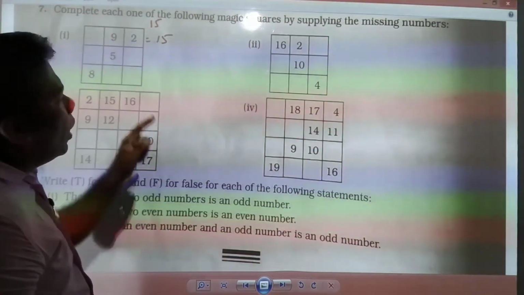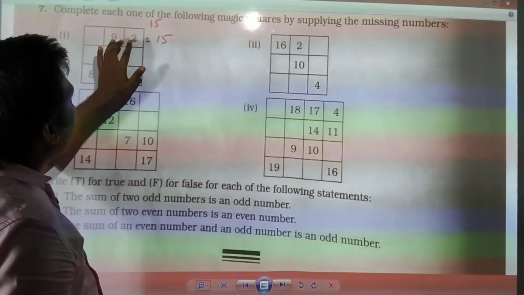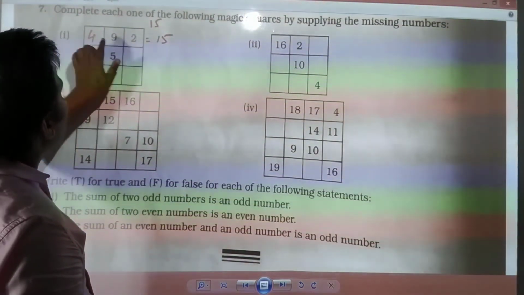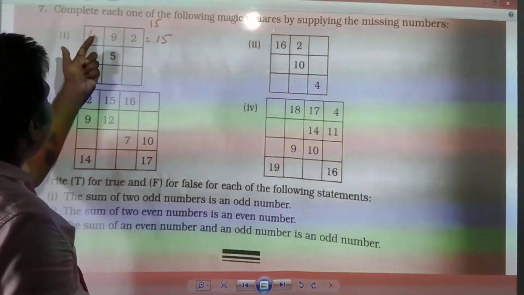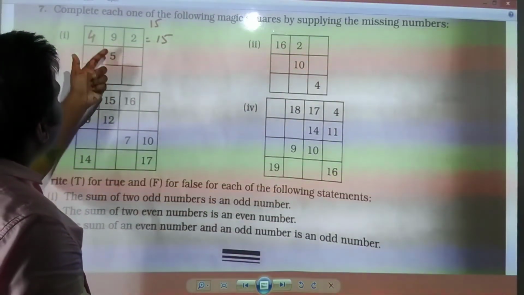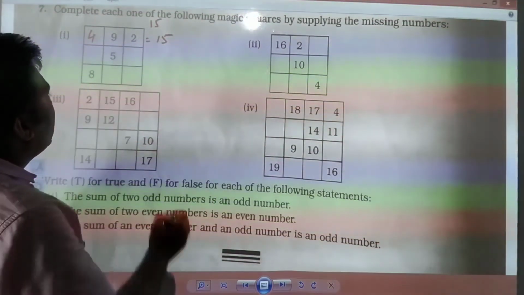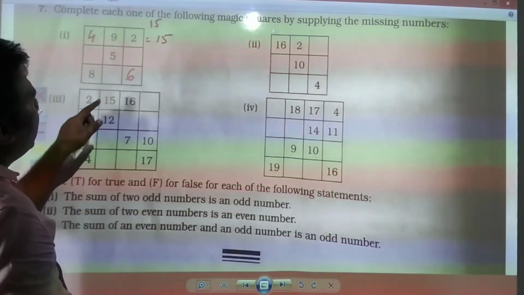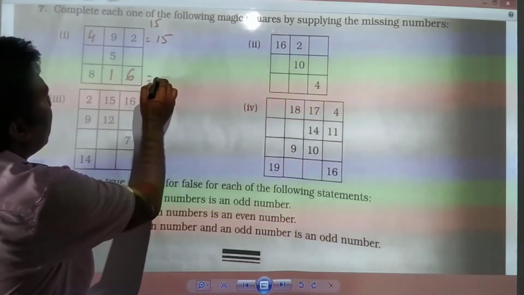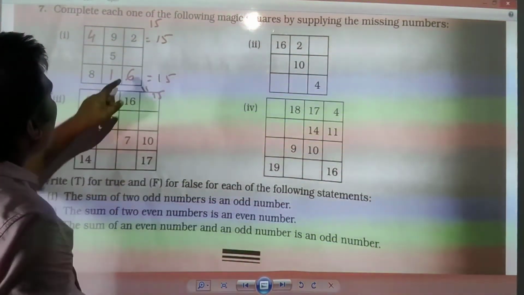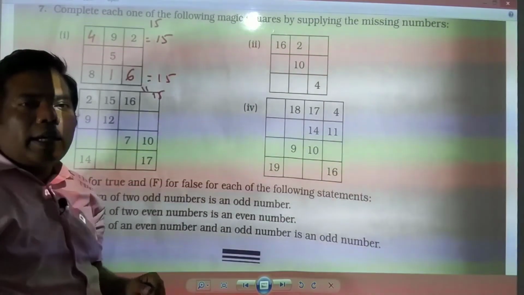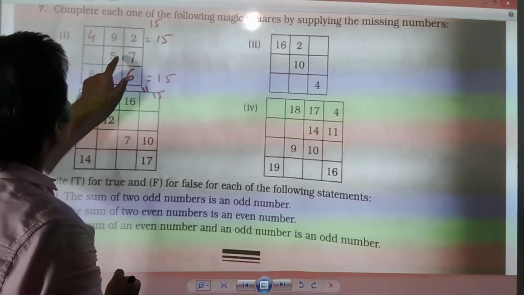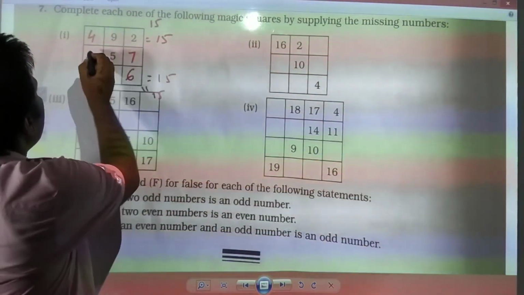So 9 and 2 is 11. So what will we add to 11 so that we get 15? We need to add 4. So 11 plus 4 is equal to 15. Now here you see 4 and 5 is 9. So what will we add to 9 so that we get 15? 6 should be added. Now 8 and 6, you have 8 and 6 is 14. 14 plus 1 is equal to 15. Now 6 and 2 is 8. 8 plus 7 is equal to 15. Now 5 and 7 is 12. 12 and 3 is 15.